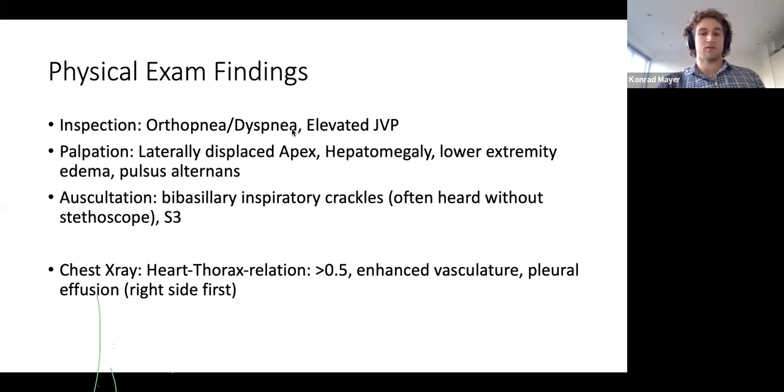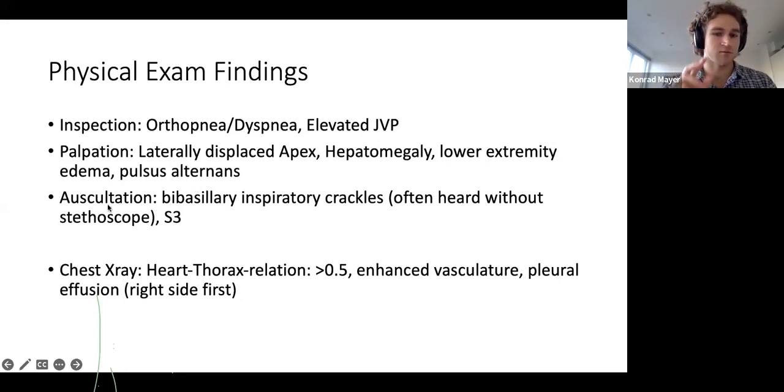Palpation: when we palpate the apex of the heart, because the heart enlarges in heart failure, it will be laterally displaced. Usually it's in the midclavicular line, and it can be much further lateral. They can have a big liver, so hepatomegaly. They will have lower extremity edema, and their pulse will usually be regular, but it will be of different intensity because the ejection fraction is inconsistent, sometimes a little more, sometimes a little less. We call that pulsus alternans, alternating pulse characteristics.